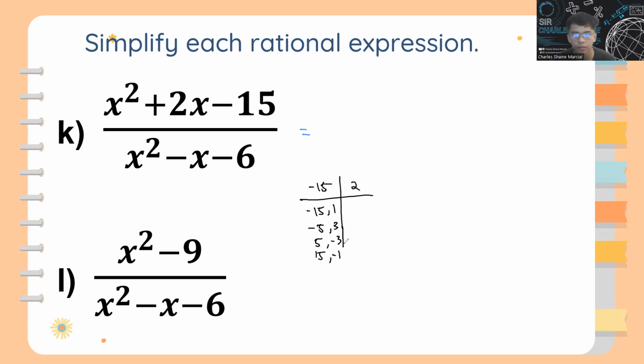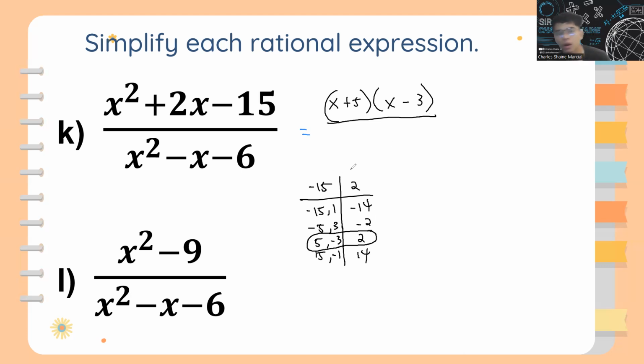Okay, so this is negative 15 plus 1, the answer is negative 14. Negative 5 plus 3, that is negative 2. 5 minus 3, that is 2. And 15 minus 1, that is positive 14. So yung makukuha nating sagot is positive 5 and negative 3. The factored form is x plus 5 times the quantity of x minus 3.